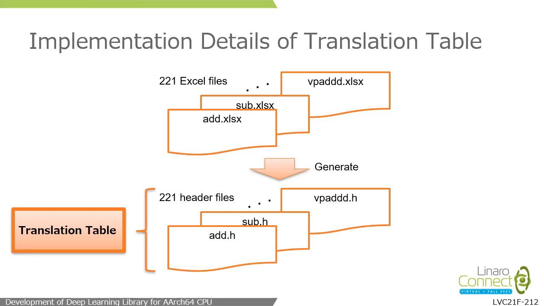The translation table is implemented as a separate header file for each Intel instruction to be converted. The current version of the translator has conversion tables for 221 different Intel mnemonics. Each header file is generated from an Excel file.